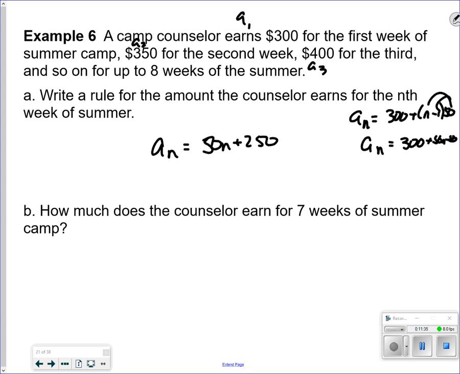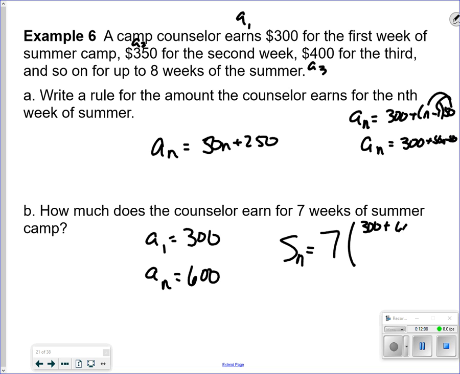So the next one, how much money does the counselor earn for 7 weeks of summer work? So they want to know what is a sub 1. So if I plug in a sub 1, it's 300. Common difference is 50. A sub n, so what happens if I put 7 in? So what's the last number in the sequence? If I put 7 in for n, I get 600. And so the formula, 7, first number, last number, divided by 2.